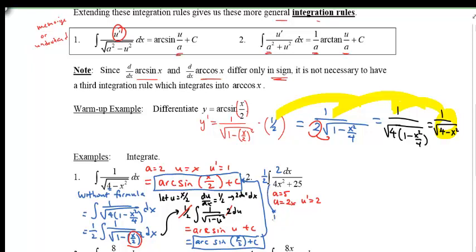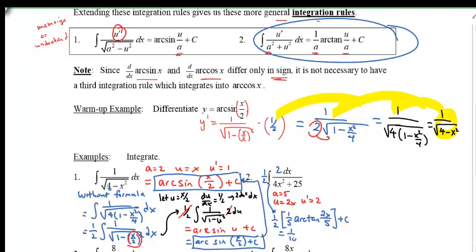And so now what I have is a 1/2, and then using the formula up here, it says I take 1 over a, so that's 1 over 5, arctangent of u, which is 2x over a, which is 5, and then plus c. And so if I simplify this, 1/10 arctangent 2x over 5 plus c is the answer.